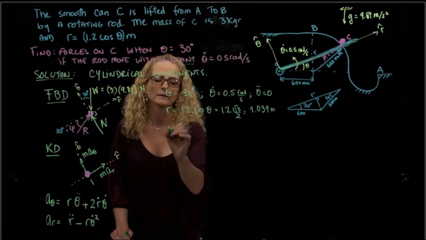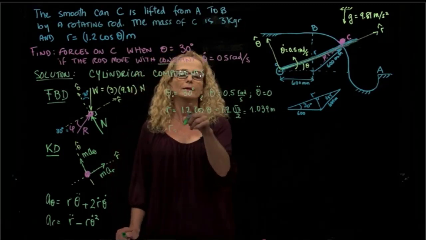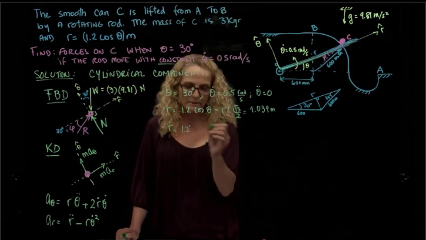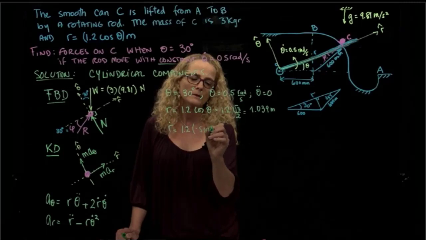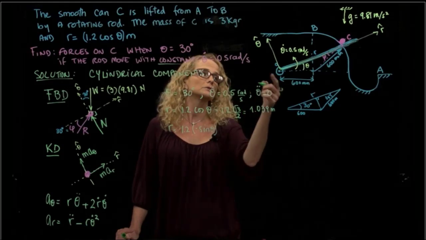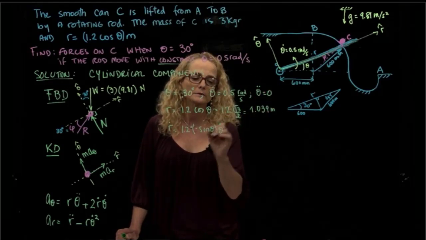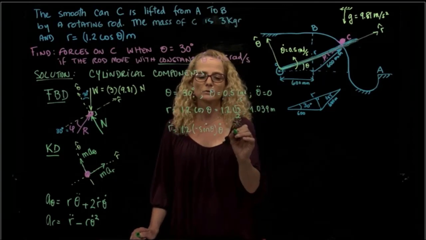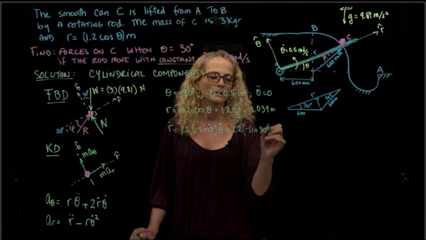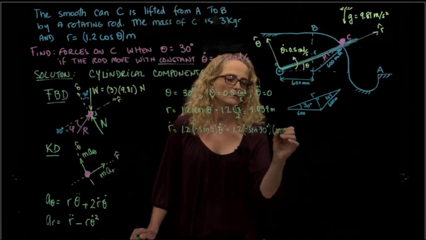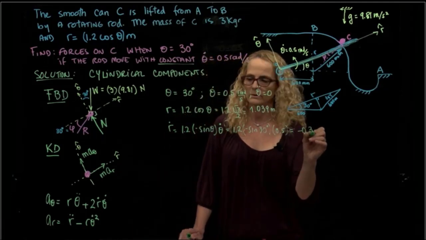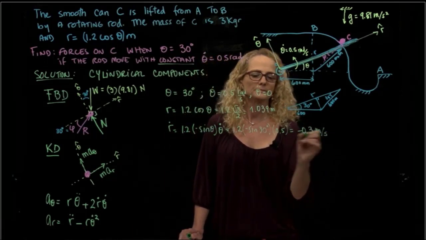Then we have r dot. R dot will be the derivative of this. This is 1.2, the derivative of cosine is negative sine theta times the internal derivative, right? Because theta is a function of time, so we have to multiply by theta dot. And that equals 1.2 times negative sine of 30 times theta dot, which is 0.5. And that equals negative 0.3 meters per second.